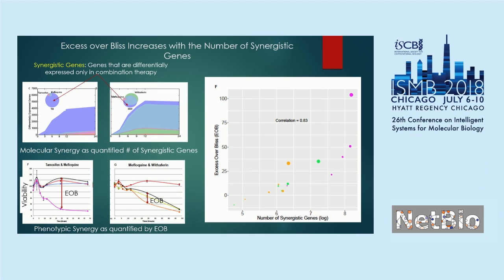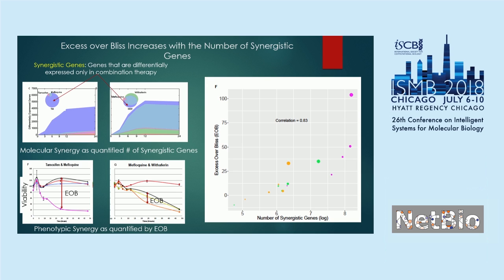As I said, we use excess over Bliss to quantify phenotypic synergy. We also needed a definition for molecular synergy. We tried a lot of things, but in the end, we ended up with the simplest one. We defined a gene to be synergistic if it is differentially expressed only in the combination, but not in any of the monotherapies.